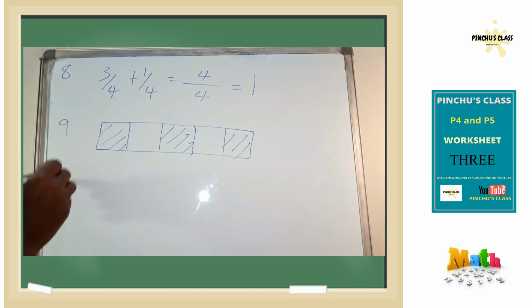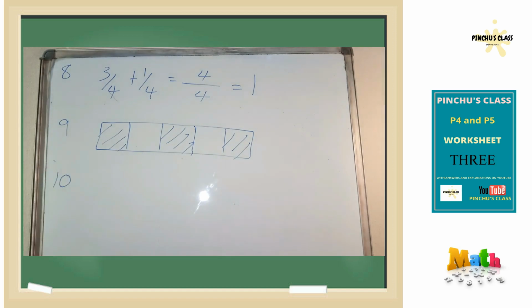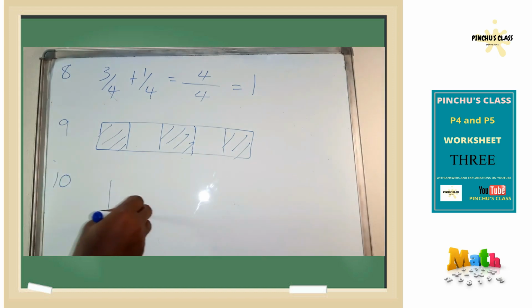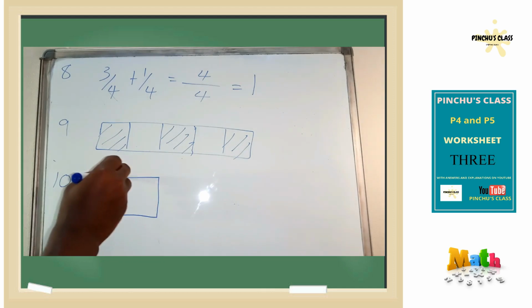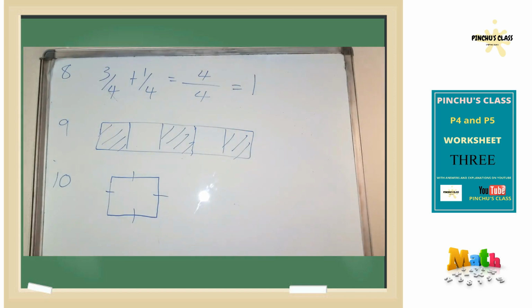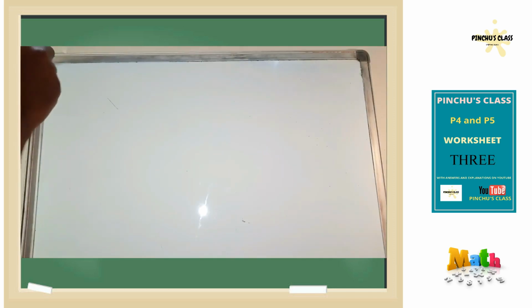Then number 10, they have told us to draw a square. Now here you're supposed to use a ruler and a pencil, though me, I'm not going to use a ruler here. But you're supposed to use a ruler and a pencil. And remember, all sides are equal on a square.